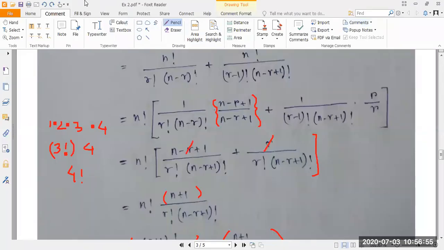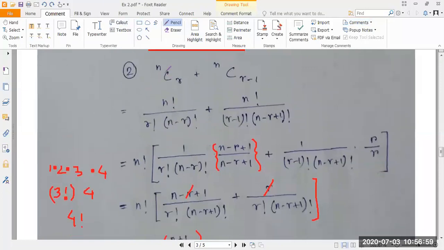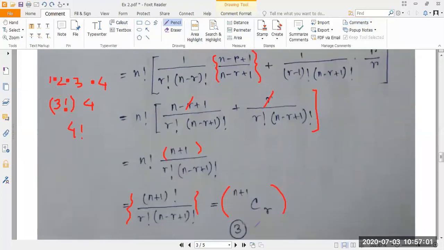Now let's discuss the intuition behind the expression which says that nCr plus nCr-1 gives n+1Cr. So let's move in the backward direction. Let's say that n+1Cr is the expression that we need to find. So n+1Cr essentially means the combination of n+1 things taken r at a time.